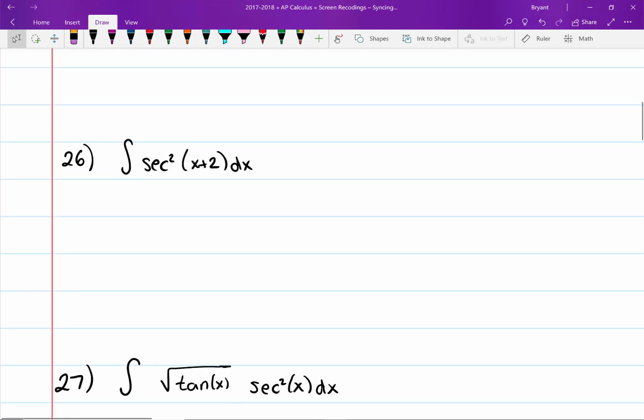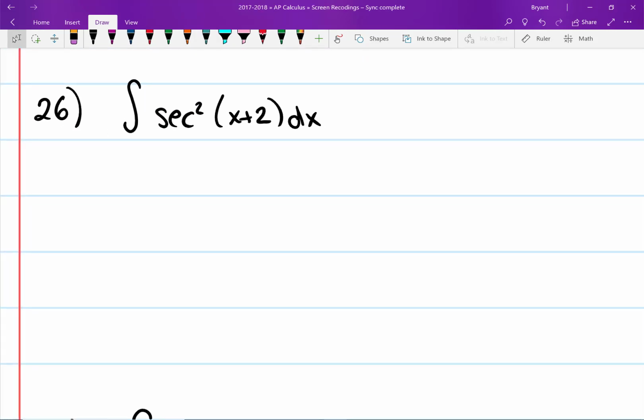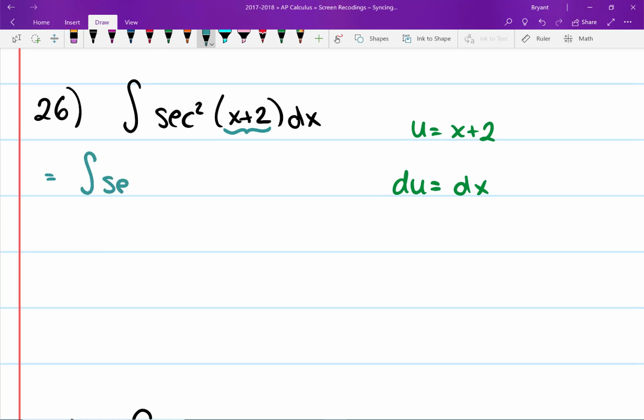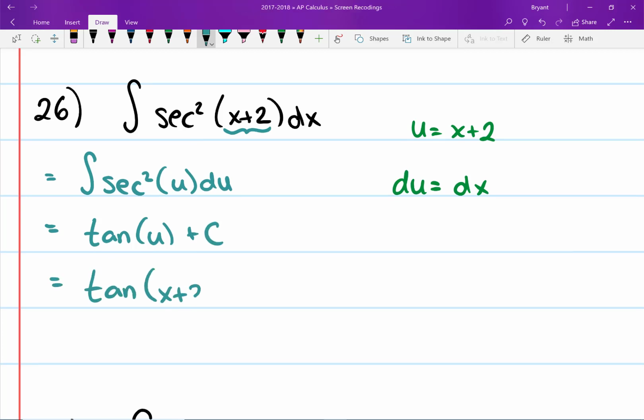Alright, number 26. This says the integral of secant squared of x plus 2 dx. Right away, I know that this is going to be a u sub problem. So I'm going to let u equal x plus 2. Then du is equal to the derivative of x plus 2, which is just 1, so just dx. So nice and easy u sub. This is the integral of secant squared u du. The integral of secant squared is tangent, so tangent of u plus c. And then I have to put the u back, so I get tangent of x plus 2 plus c.